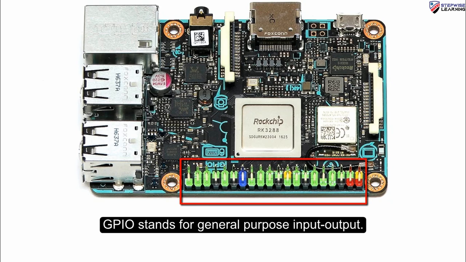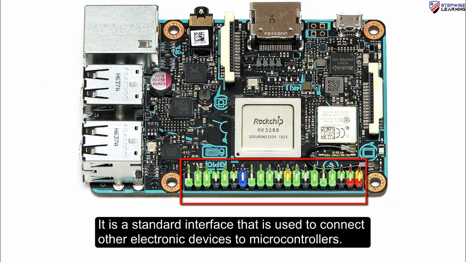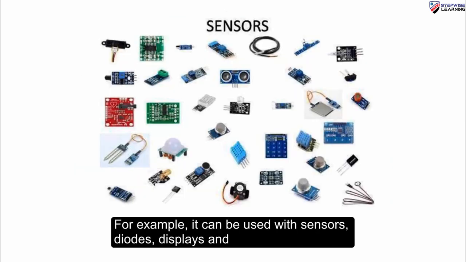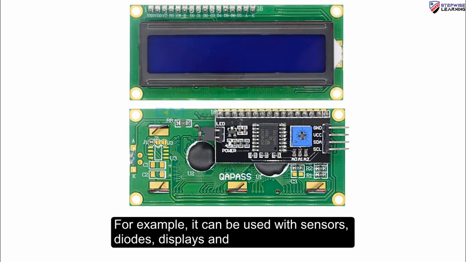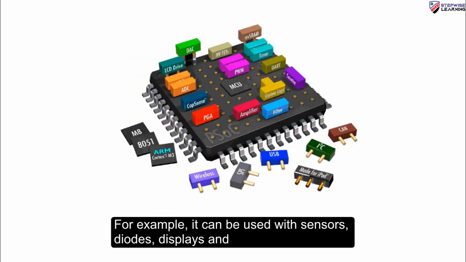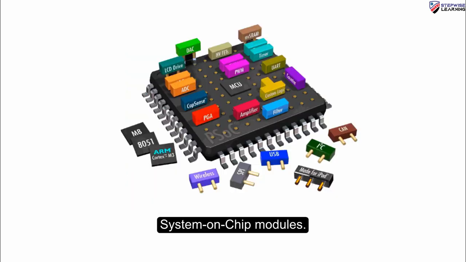GPIO stands for General Purpose Input Output. It is a standard interface that is used to connect other electronic devices to microcontrollers. For example, it can be used with sensors, diodes, displays, and system on chip modules.